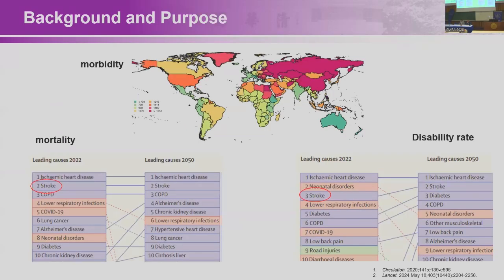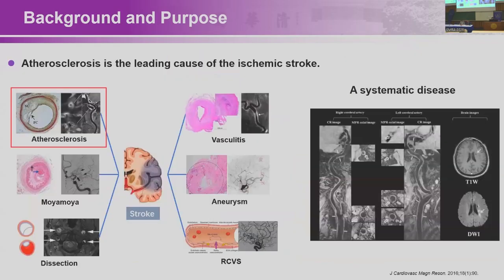As we all know, stroke has become the second leading cause of death worldwide and imposed a significant burden on global health because of the high morbidity, high mortality, and disability rate. There are many diseases that can lead to stroke, including atherosclerosis, moyamoya, dissection, and so on.